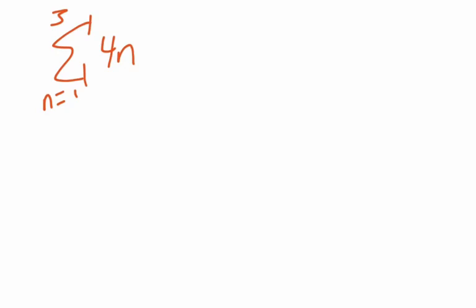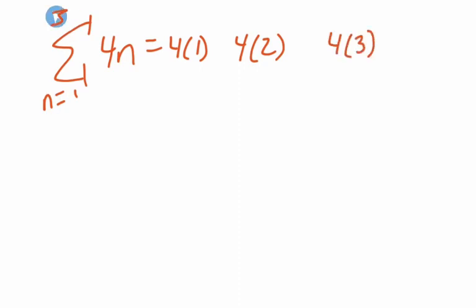Okay. So the smallest n could be is 1. Then n could be 2. Now notice the 4 stays the same. Okay, so it's like 4n. So you could have 4 times 1. So that's equal to 4 times 1, 4 times 2. Then you're going to count to 4 times 3, and then you stop because you just hit the top.